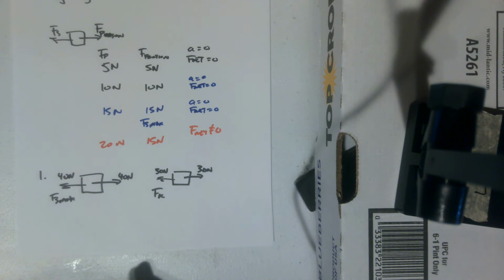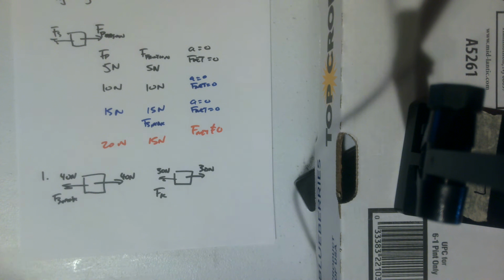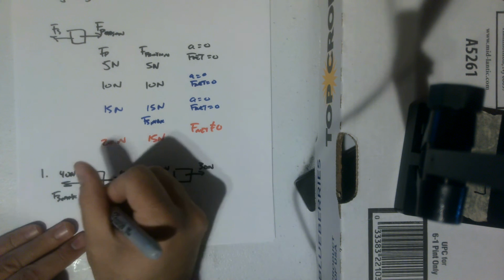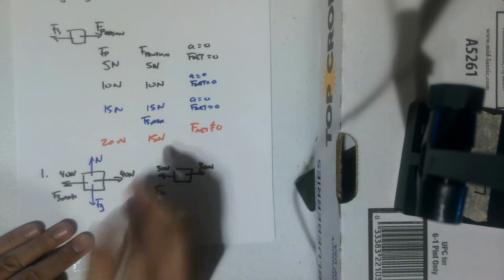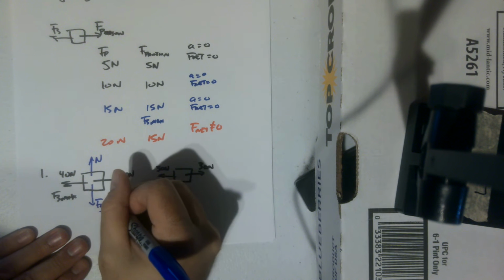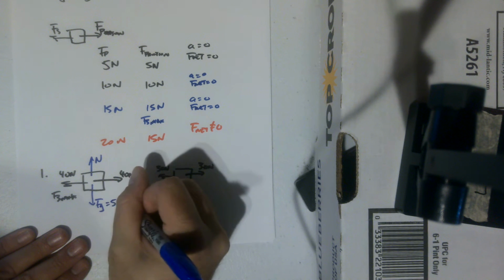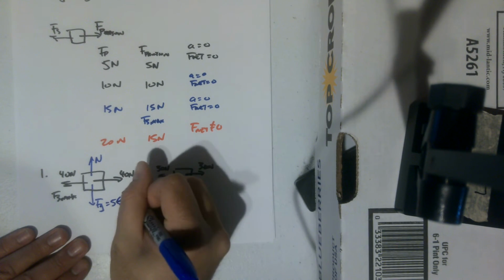So question 1 is kind of like 2 questions in one. And essentially, we know our F of S max value is 40 newtons, our F of K value is 30 newtons. Now there's 2 other forces here. There's gravity, there's normal force, and this is a 5 kilogram object, meaning if you look at the force of gravity here, it is 5 times 9.81.